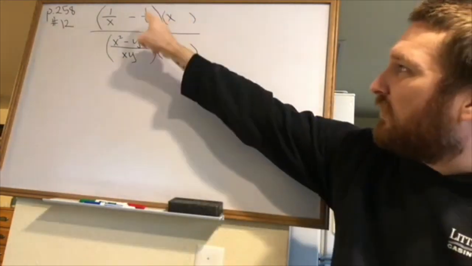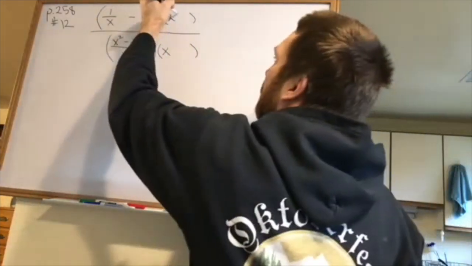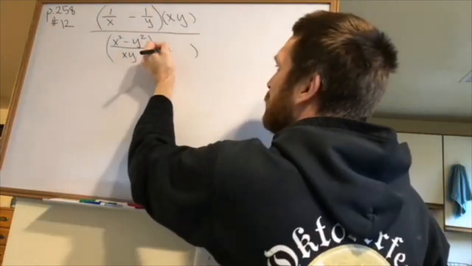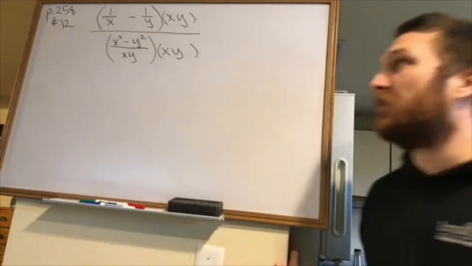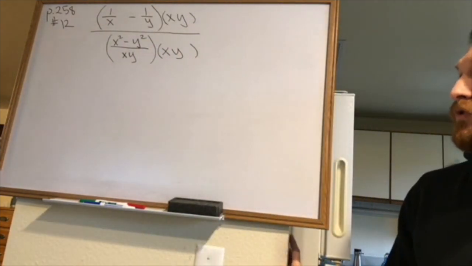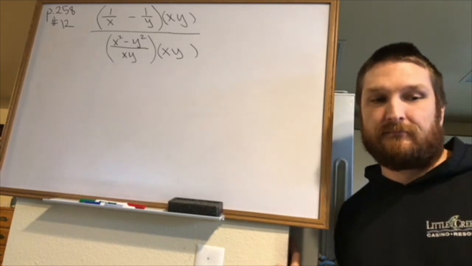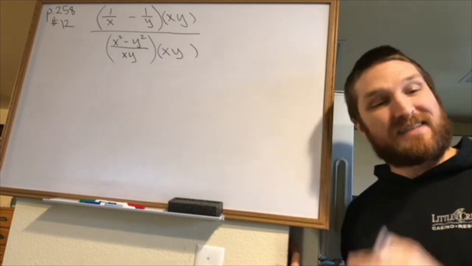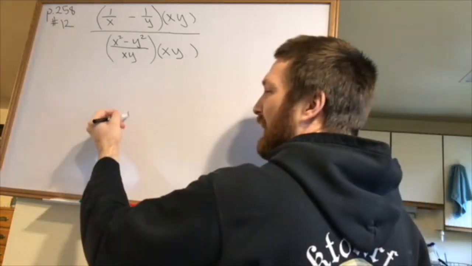What about, how do I kill that guy? Y. Y, okay. Kind of similar to what we did before. Whatever I do on the top, I have to do on the bottom. Okay, now I have a fraction on the bottom. Do I need to do anything more to kill that one? No. No, we're done.